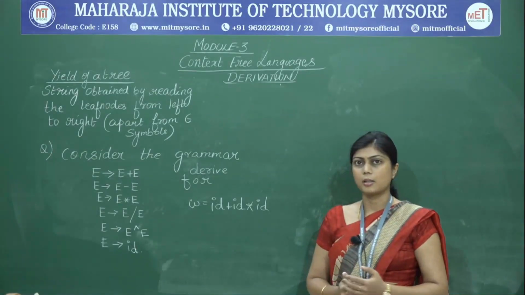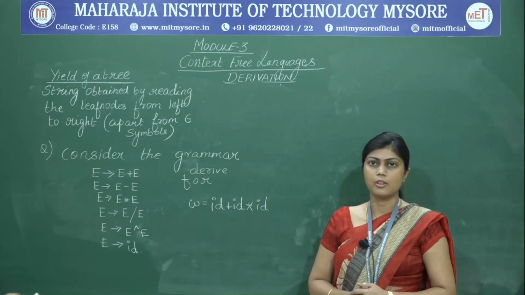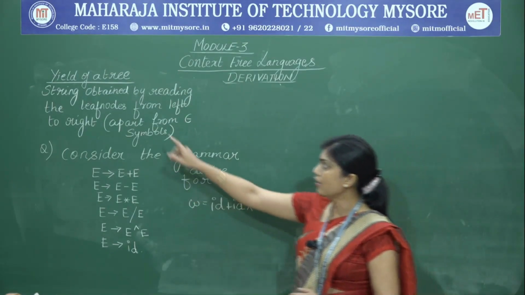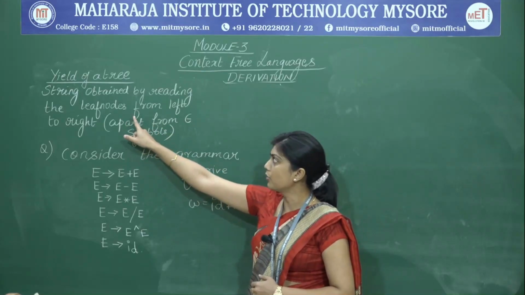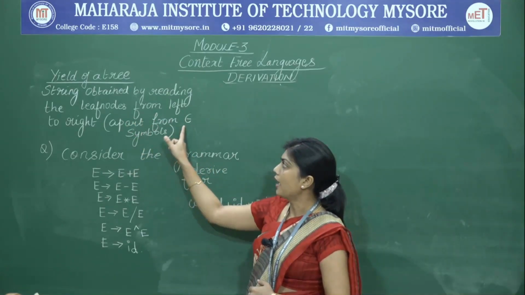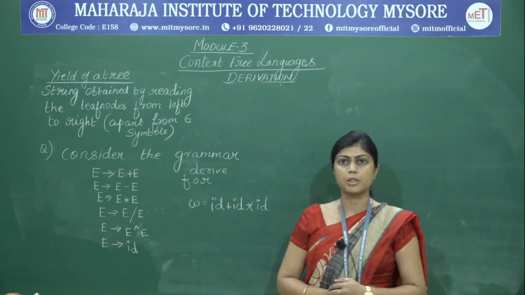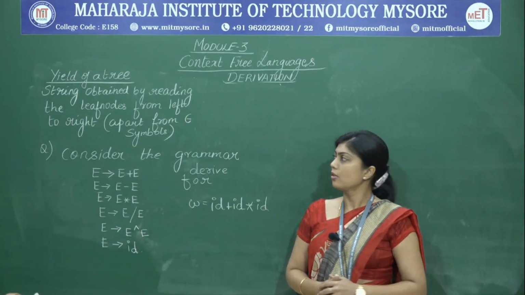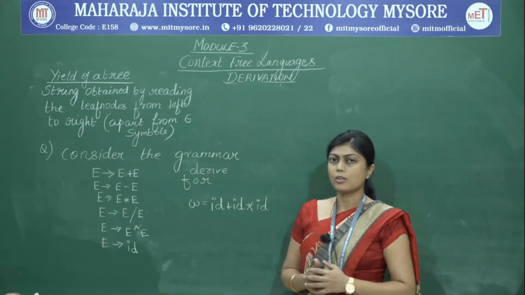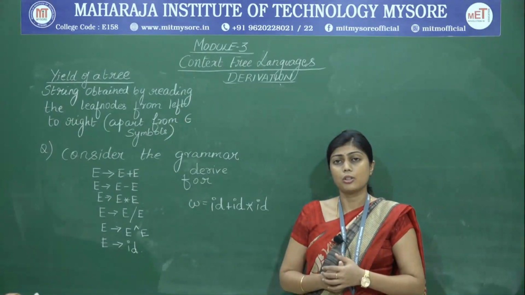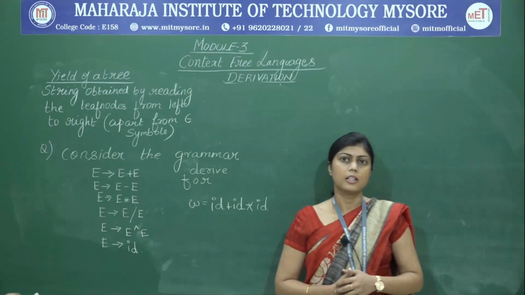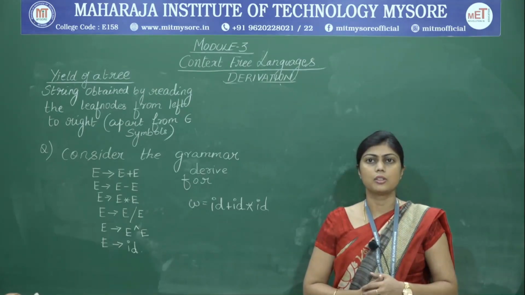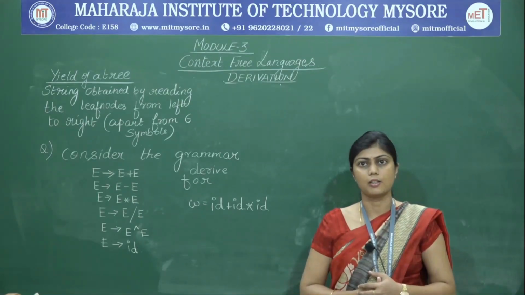So the yield of a tree is what the tree is going to give. The yield of the tree is considered to be the string which is obtained by reading the leaf nodes from left to right, and we do not consider reading the epsilon symbols in the tree leaf nodes. So the yield of the tree is the string that we are trying to derive by applying the rules of the grammar.